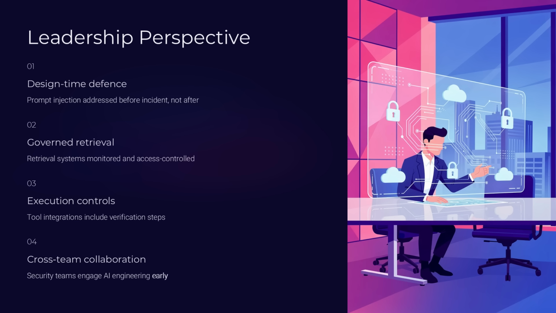As a leader or architect, you must ensure that prompt injection defense is considered during design, not after incident. Retrieval systems are governed and monitored. Tool integrations include execution controls. Evaluation frameworks are embedded into lifecycle management. Architecture review boards assess prompt isolation strategies. Security teams collaborate with artificial intelligence engineering teams early. Prompt injection is not merely a user behavior issue, it is an architectural integrity issue.